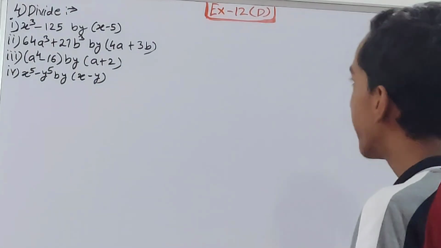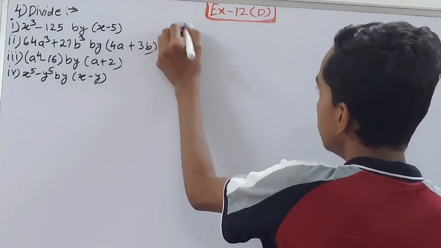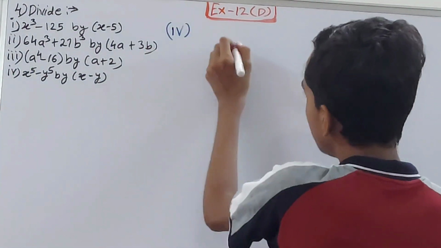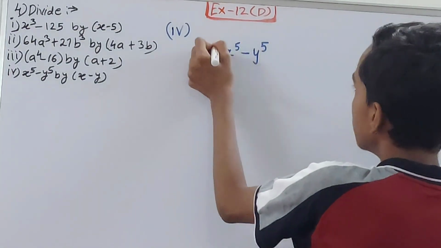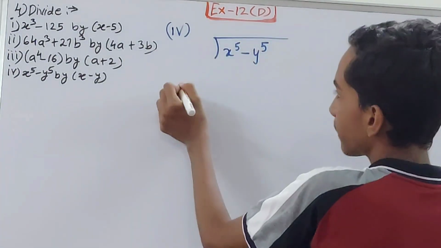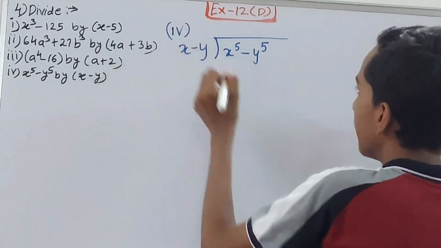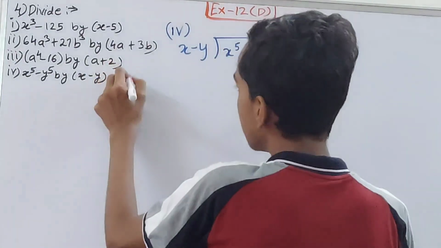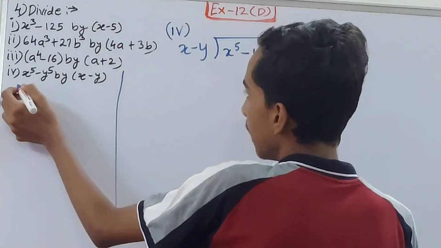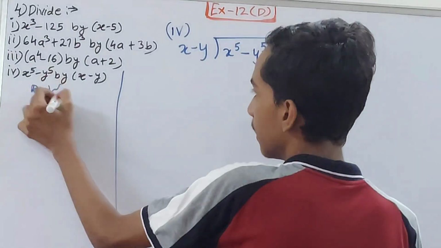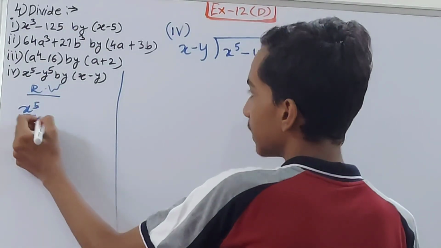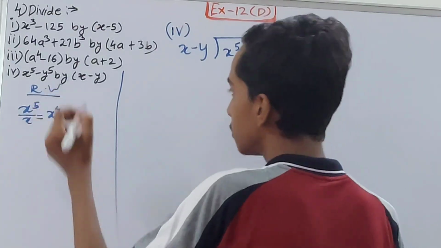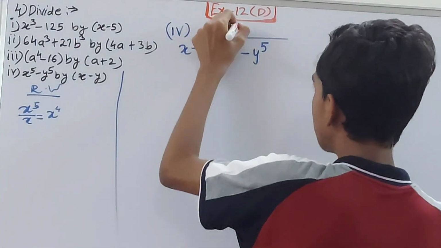Now the fourth part is what? X to power 5 minus y to power 5, divided by x minus y. Let's begin. So first thing that you'll begin with, see, this is my rough work. We will divide x to power 5 by x. So one power will be reduced, x to power 4. So first term becomes x to power 4.